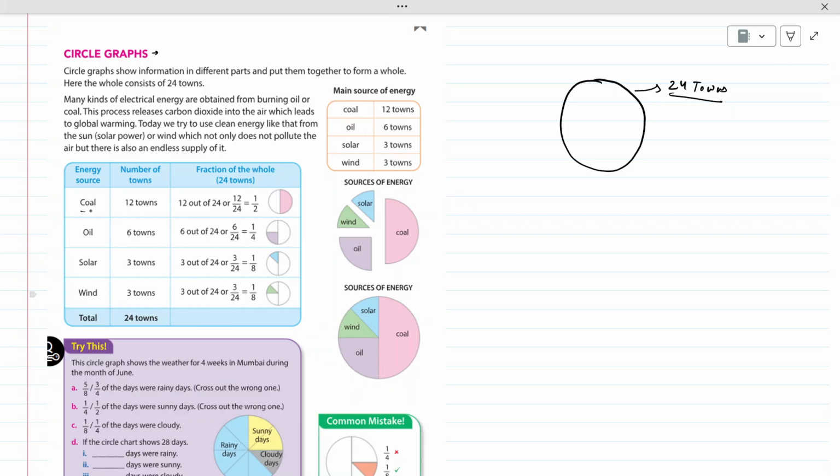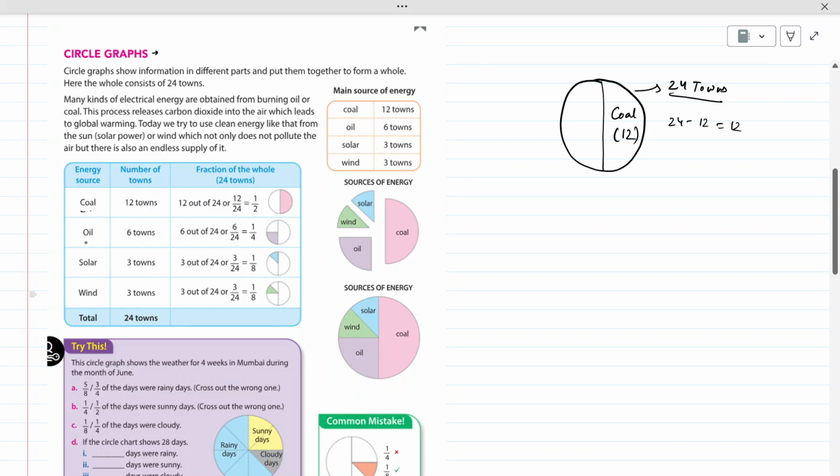So first we have coal, and the energy from coal is being supplied to 12 towns. So 12 is what? It is half of 24. So I can directly take a half of this circle. This is the first half. This is the second half. Any half I can take, and I can write coal here and 12 here. Okay, why 12 here? Because 12 towns are getting energy from it. Now 24 minus 12 will give me 12. So this means this complete portion here is representing 12 towns now.